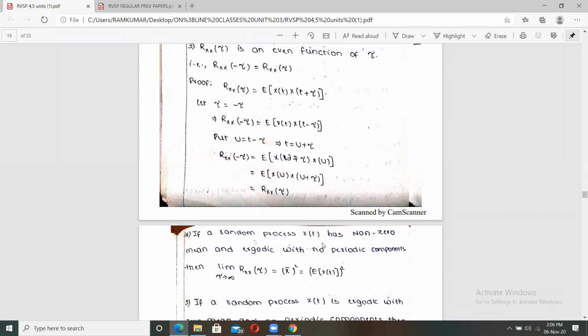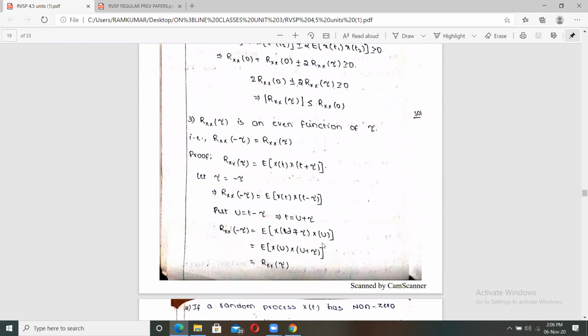The third one is that the autocorrelation function is an even function of tau. It is R of minus tau is equal to R of tau. This is about the third property.